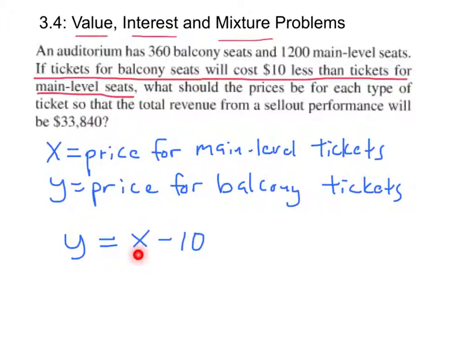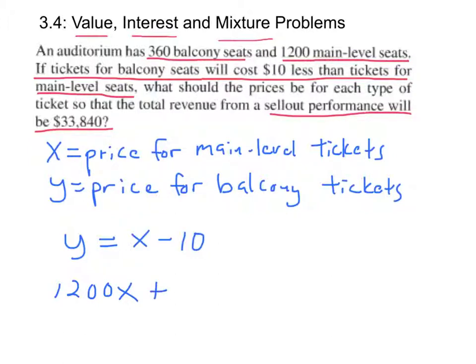Now the second equation comes from this information giving us that the sellout performance will be $33,840. So we also know how many seats for each that there are. There's 360 balcony seats and 1,200 main level seats. Now remember, each of these 1,200 main level seats is going to sell for a price of X, which will generate an amount of money represented by 1,200 times X. So 1,200 times X will be the amount of money from the main level seats.